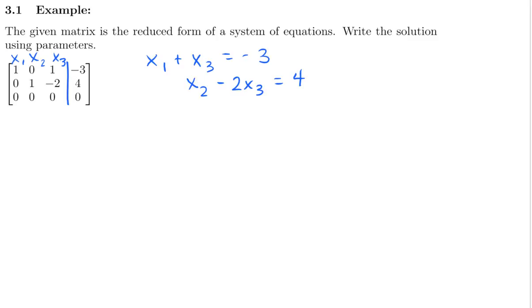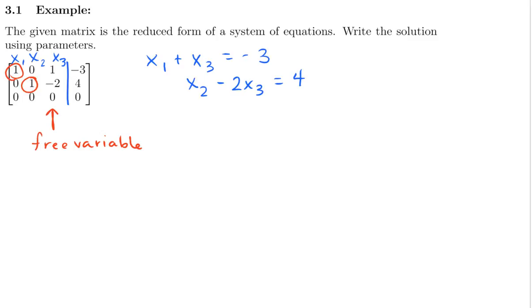The other thing that tells me that I can solve for x1 and for x2 is that the leading one is in the column that corresponds to x1, and there's also a leading one in the column that corresponds to x2. x3 does not have a leading one in its column, and so this is what we call a free variable. By having a free variable, you want your parameter to represent that free variable, because that free variable is free to be whatever it wants, so it doesn't matter what number it is, and so we need to introduce a parameter to represent that variable.